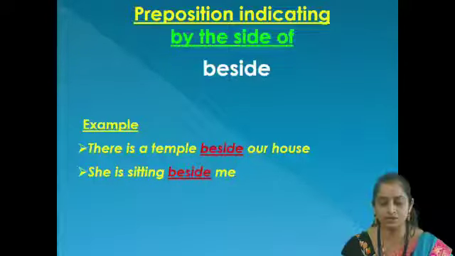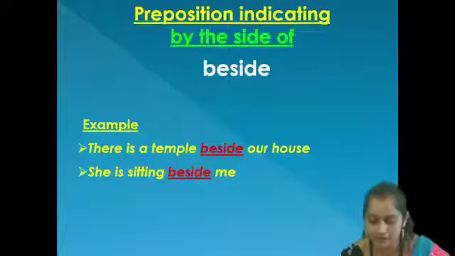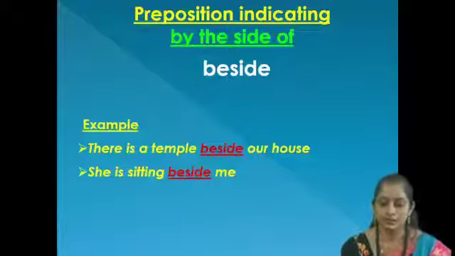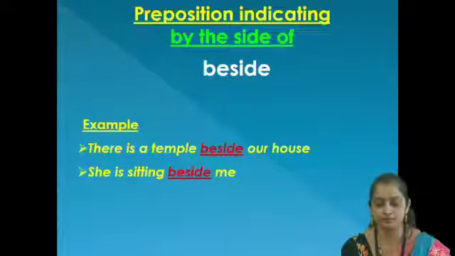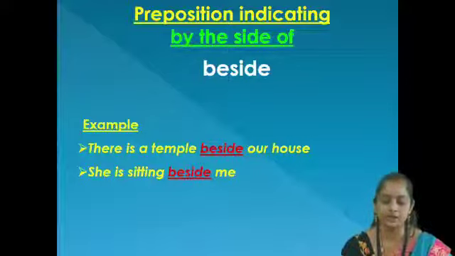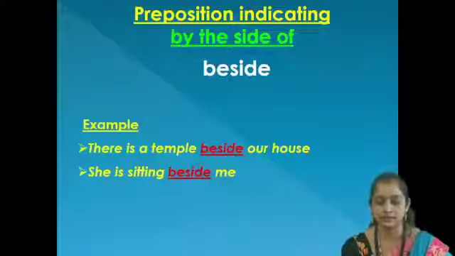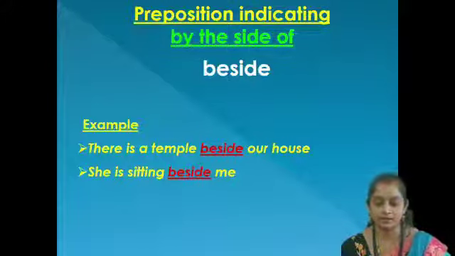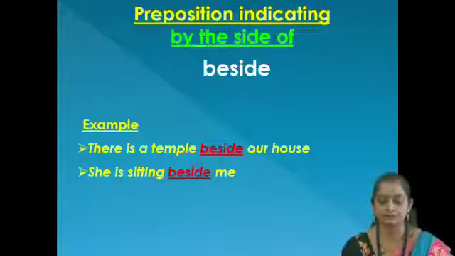Next one is preposition indicating by the side of. For example, there is a temple beside our house. In here, the preposition is beside and it indicates by the side of. And next example is she is sitting beside me. In here, the preposition is beside and it indicates by the side of.